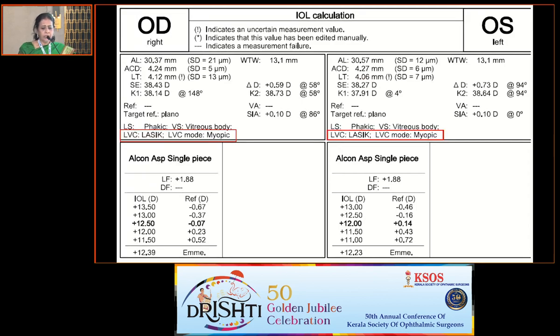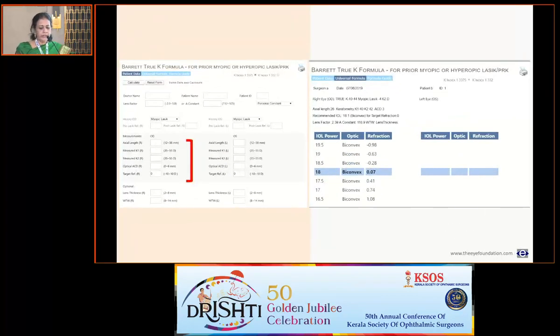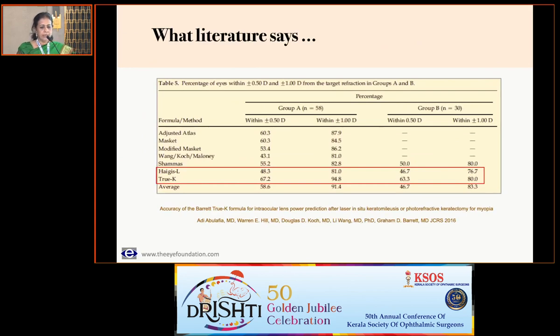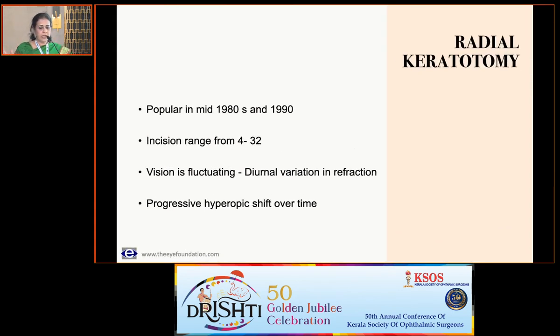Herein again, you need to feed in the LASIK mode and enter all the details which are asked, and it is seen in Abulafia's study that the Barrett seems to be doing extremely well within plus or minus 0.5, 1 diopter and 2 diopter of predicted accuracy. And again, literature also says that the Haigis, the Hill-RBF and the Barrett are doing well in more than 90% of the cases.